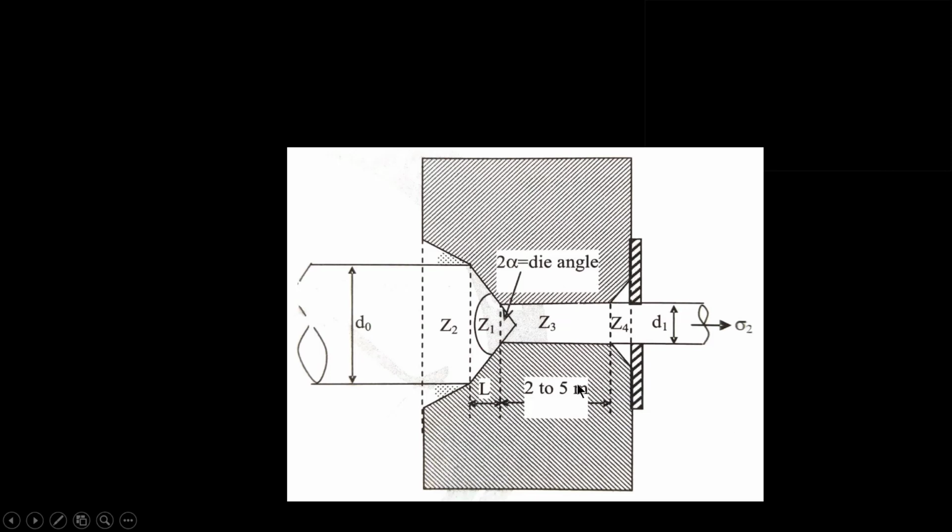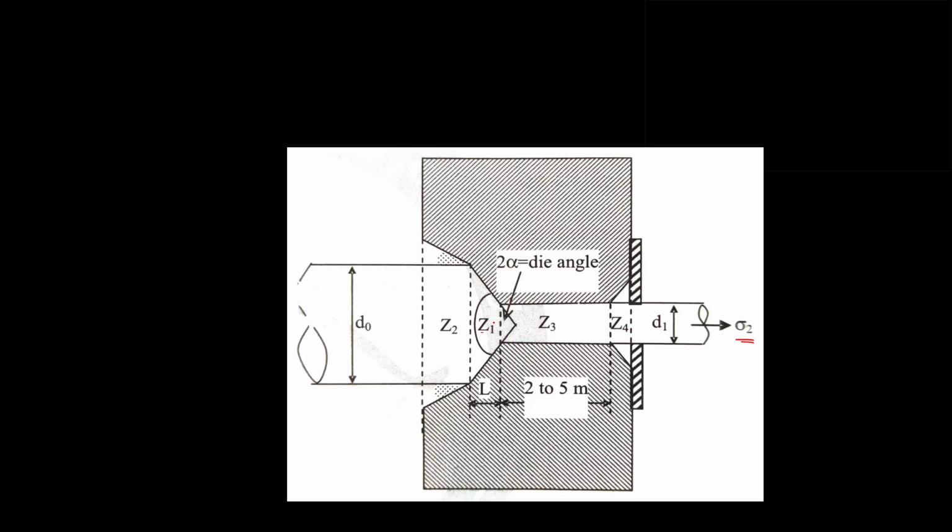As you can see, there are many things in this figure. This is the drawing force, which is sigma 2, and there are 4 zones. Z1 is zone 1, which is known as the deformation zone. Z2 is the entry zone, and this one is the exit zone. And 2 alpha is the die angle, the angle by which this whole metal is getting deformed, right?